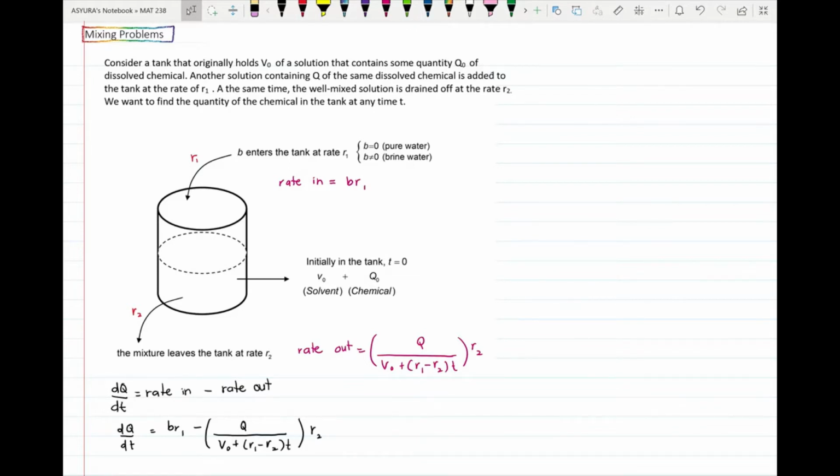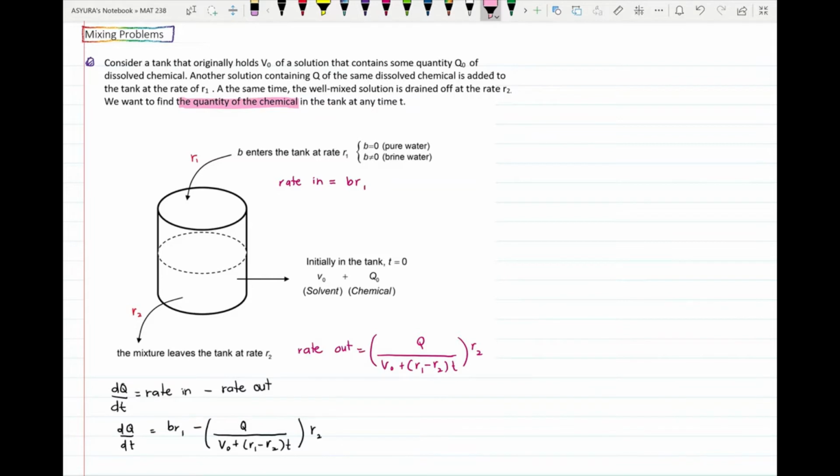Consider a tank that originally holds V0 of a solution that contains some quantity Q0 of dissolved chemical. Another solution containing Q of the same dissolved chemical is added to the tank at the rate of R1. At the same time, the well-mixed solution is drained off at the rate R2, and we want to find the quantity of the chemical in the tank at any time t. So this is the thing that we want to find: the quantity of the chemical that remains in the tank at any time t.